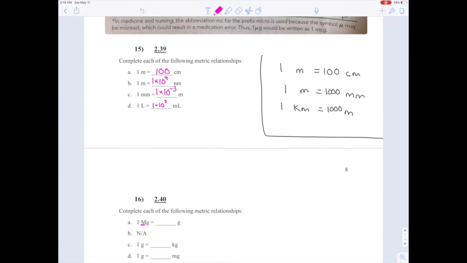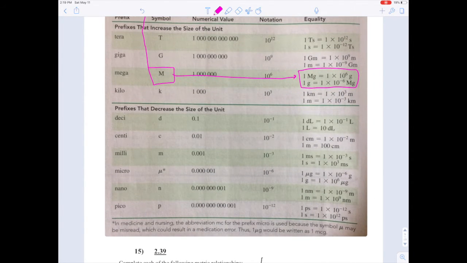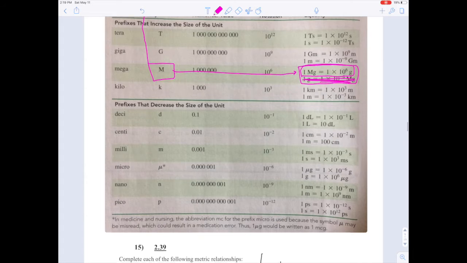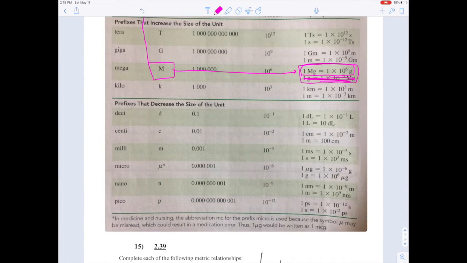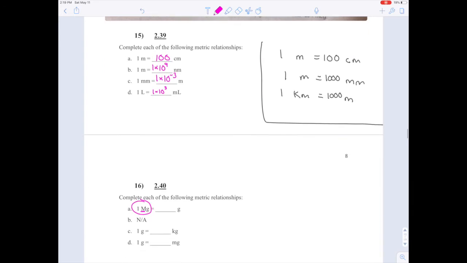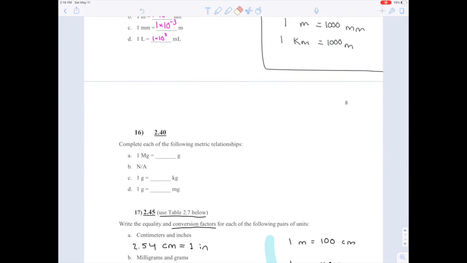Now, what they give us is 1 with the mega. So here we see 1 with the mega, so we want to use that top conversion factor. Notice in the bottom, the unit that has the mega doesn't have a 1 in front of it. It's 1 times 10 to the 6th. So we wouldn't want to use that. So it says 1 megagram equals 1 times 10 to the 6th grams, 1,000,000 grams. B, it says not applicable, so don't worry about that, N/A.